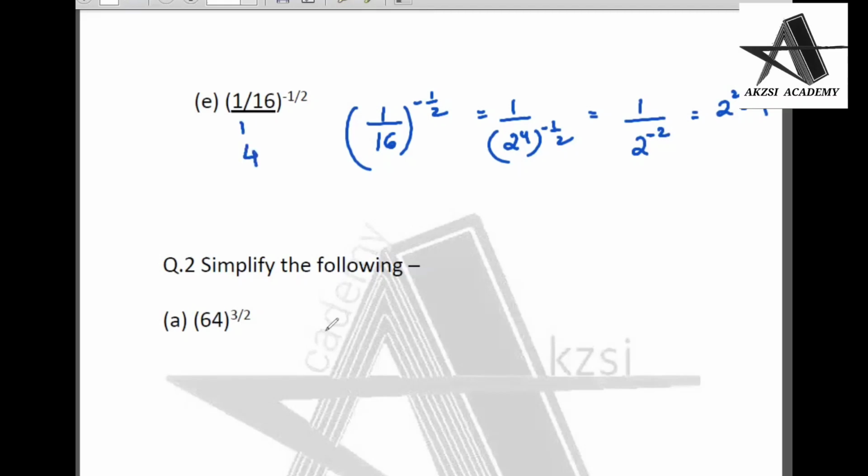Here it's written that you have to simplify 64 whole to the power of 3 by 2. The same approach for dealing with fractional indices: you have to convert the base into index form. 64 can be written as 2 to the power of 6. Now whole to the power of 3 by 2. So 2 to the power of 6 into 3 by 2 will give you 2 to the power of 9.